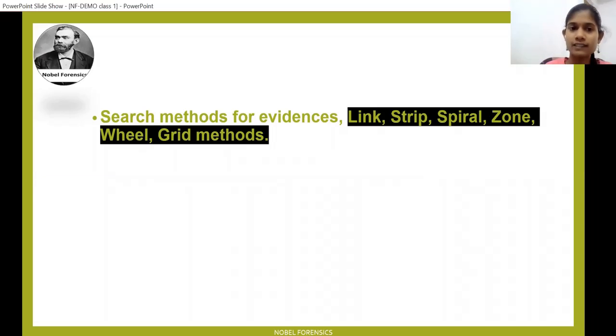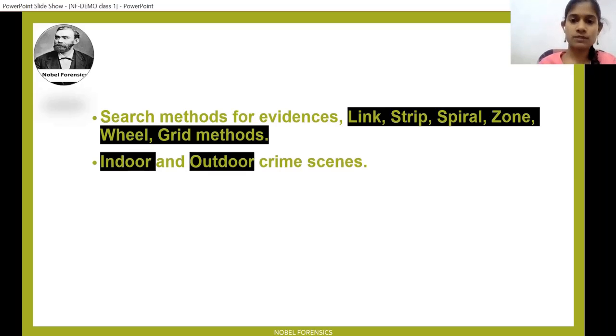And the strip, spiral, wheel, and grid methods are common methods to search. And the zone method is mainly useful for the largest crime scenes. First dividing the crime scene into different zones, then again in each individual zone following the strip, spiral, wheel, and grid methods. This is also a common question in the UGC NET. And spiral method is also known as the universal search method, because spiral method is suitable for any type of crime scene. Then there are 2 types of crime scenes, indoor crime scene and outdoor crime scene.